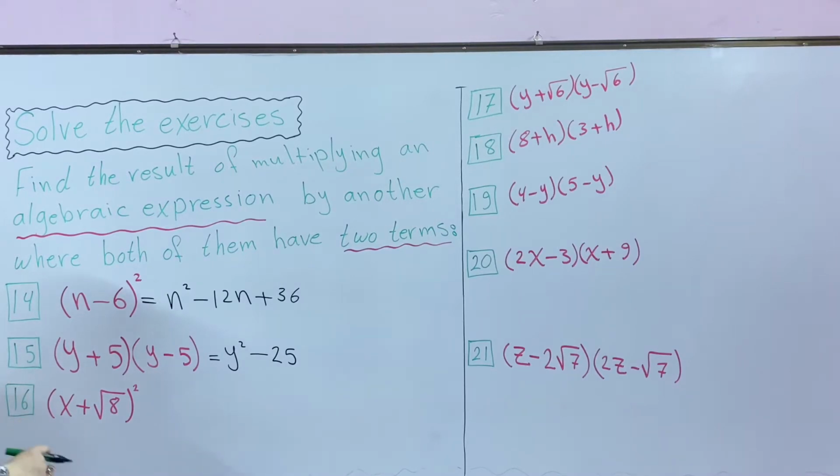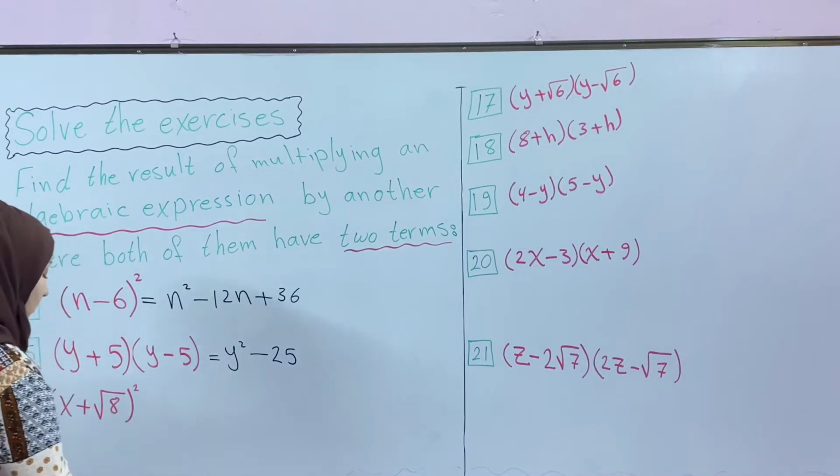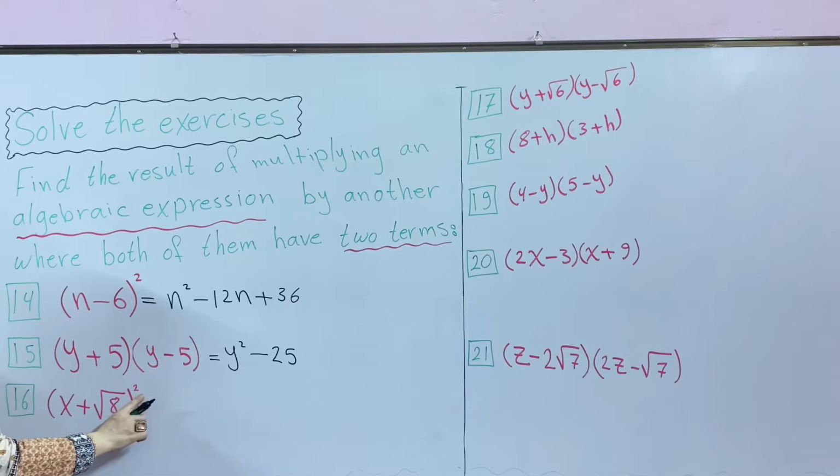And now we will solve number 16. Also we have a perfect square. I have a bracket with two terms squared. That means it represents a perfect square. So we can find the result.